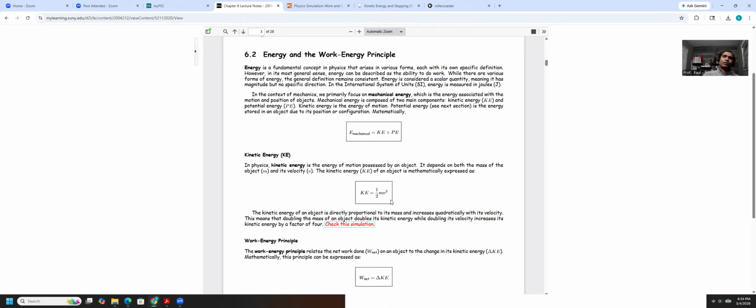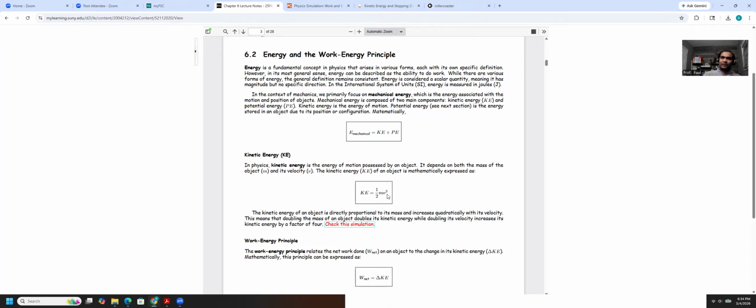Half m v square. M is the mass and v is the velocity, or speed, basically the magnitude of the velocity. Half m v square. So you know that if v equals 0, then kinetic energy equals 0, right? When there is no motion, when there is no speed, there is no kinetic energy. So remember this. And that's why its name is kinetic. Kinetic is the energy of motion.